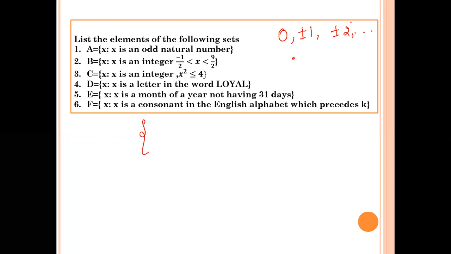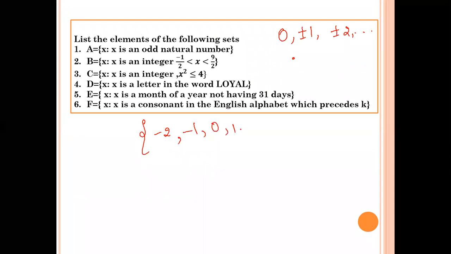The value should be either less than 4 or equal to 4. -2, -1, 0, 1, 2. Good Chandana. -1, -2. Because what is -2 square? -2 square is 4. So -2 I can include. Then -1, because -1 square is 1, which is less than 4. 0 square is 0, which is less than 4. 1 square is 1, which is less than 4. 2 square is 4, which is equal to 4.